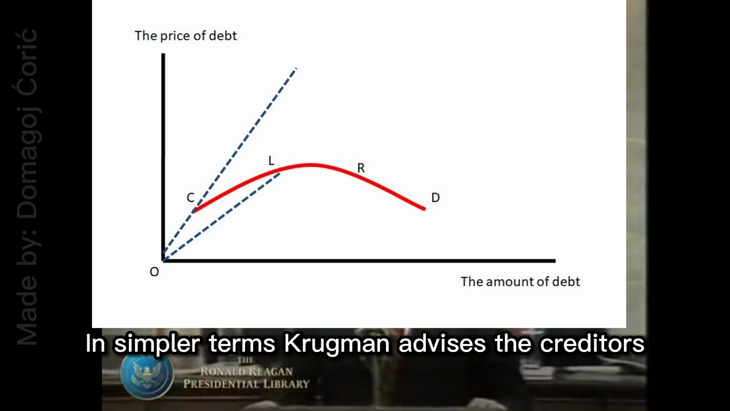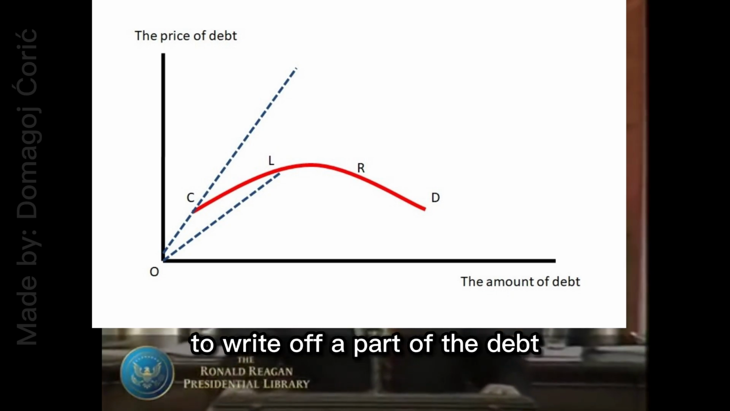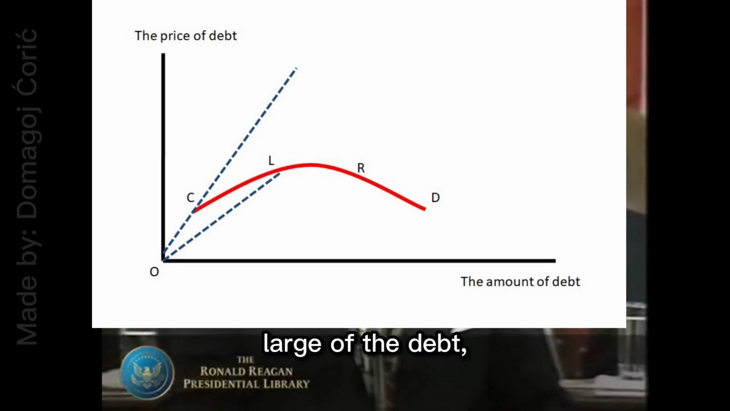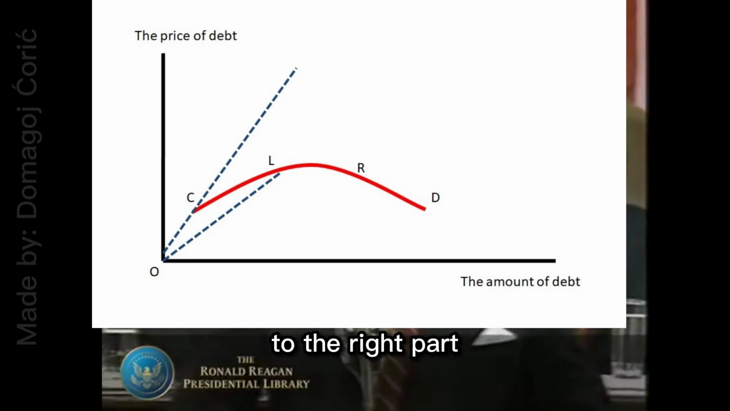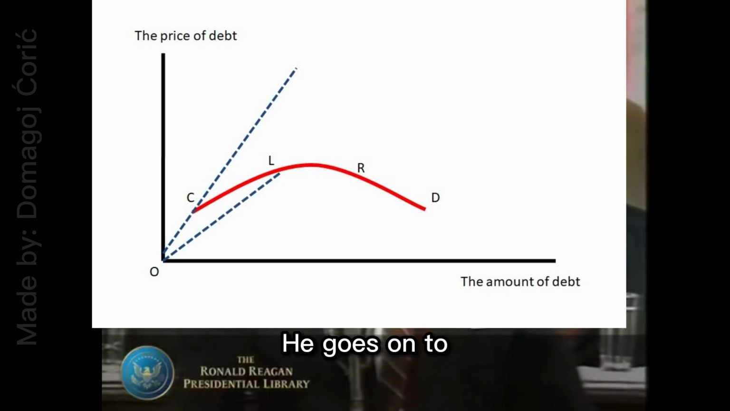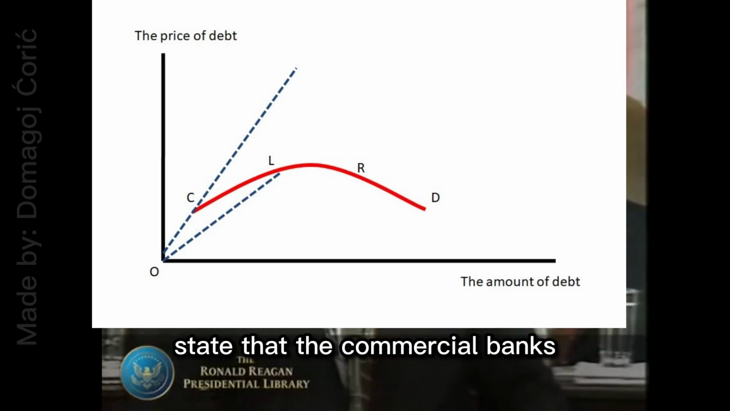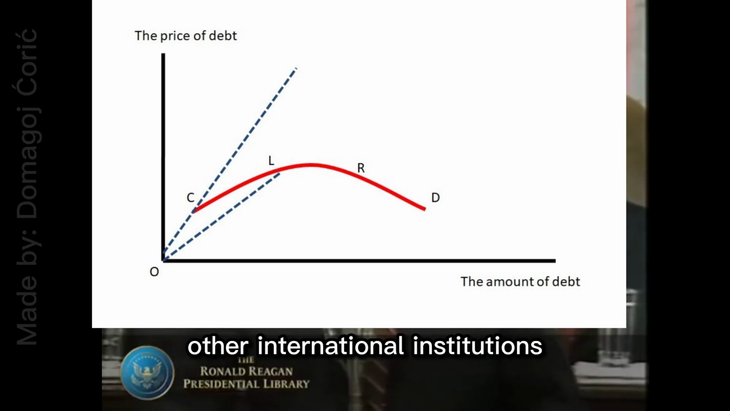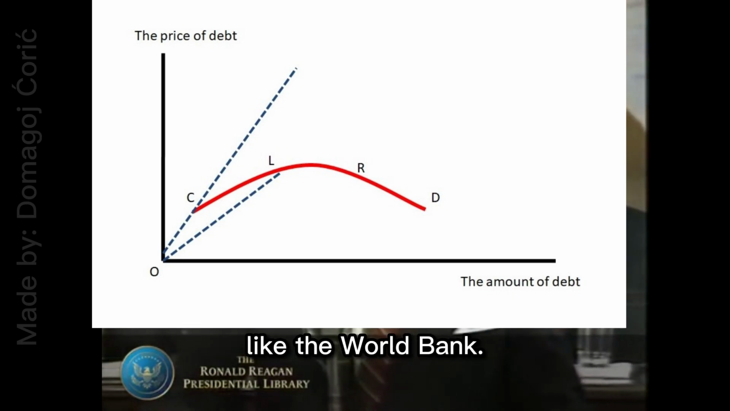In simpler terms, Krugman advises the creditors to write off a part of the debt only when the country is in such a large debt that it pushes it to the right part of the curve. He goes on to state that the commercial banks often try to transfer their risk of countries not paying back to other international institutions like the World Bank.